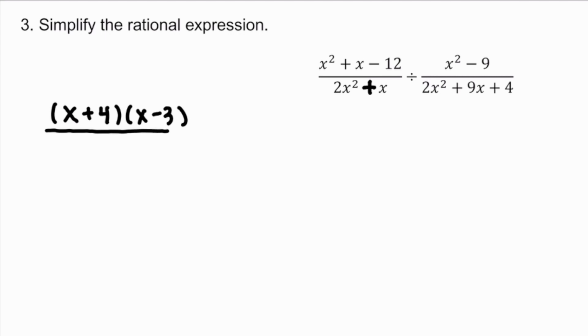And then in the denominator, I'm looking for a greatest common factor, and it looks like it's just going to be x, and I'd have x times 2x plus 1. Now if I'm dividing, I'm going to be flipping and multiplying the second thing. So I'm going to have 2x squared plus 9x plus 4 on top, and x squared minus 9 on bottom. I know how to factor x squared minus 9. That's the difference of two squares. That'll be x plus 3 times x minus 3.